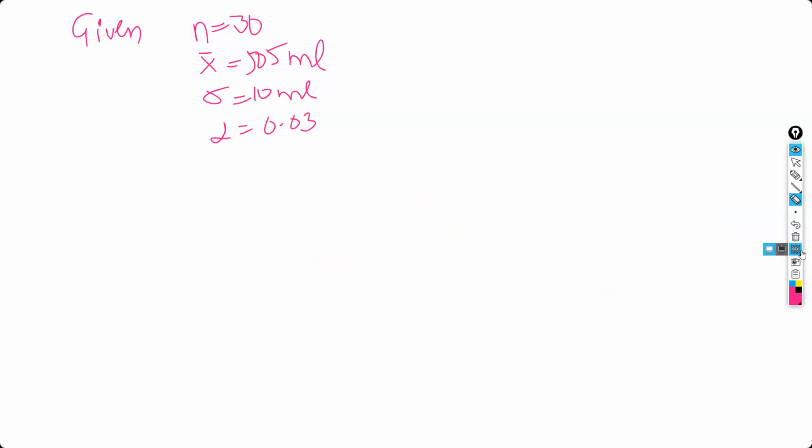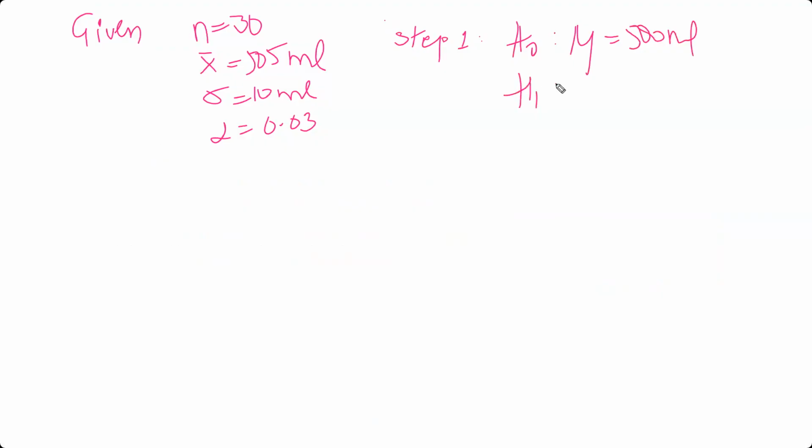So we have to see from the company people's point of view. From the company people's point of view, what is step one? Formulate the null and alternate hypothesis. Null hypothesis says that mu is exactly 500 ml. Alternate hypothesis says that mu is not equal to 500 ml. That is step one. What is step two? Level of significance. What is the level of significance? 0.03.